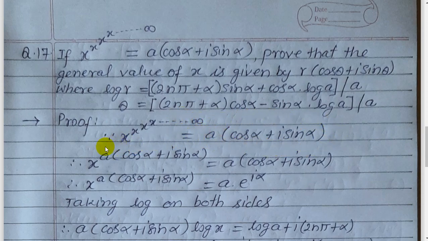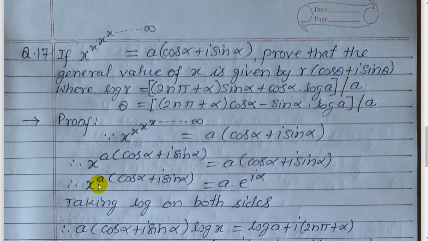So we put 1x here and then to the power a into cos alpha plus I sin alpha, because it is equal to itself here, this one. So x raised to a into cos of alpha plus I sin alpha equal to a cos alpha plus I sin alpha. If we write from here, suppose 1x left here, and from here it is x raised to x raised to x raised to x up to infinity, this will be same. So we can write here x to the power a cos alpha plus I sin alpha equals a cos alpha plus I sin alpha.